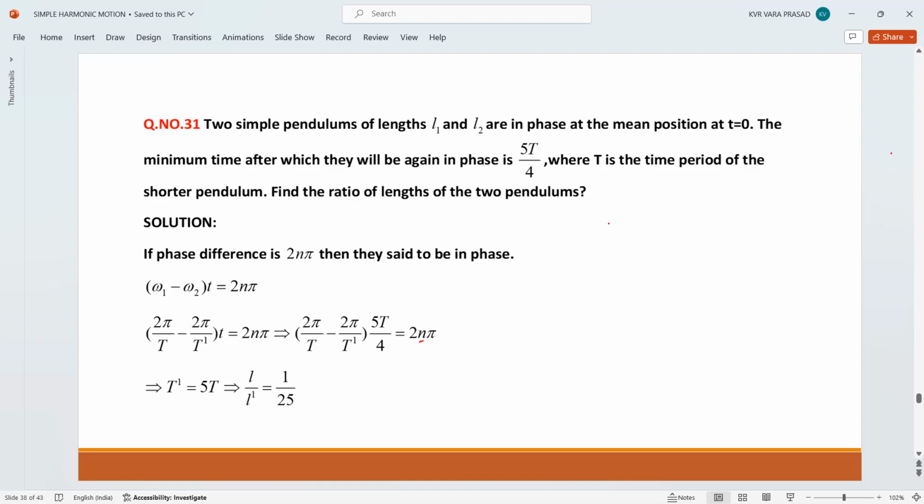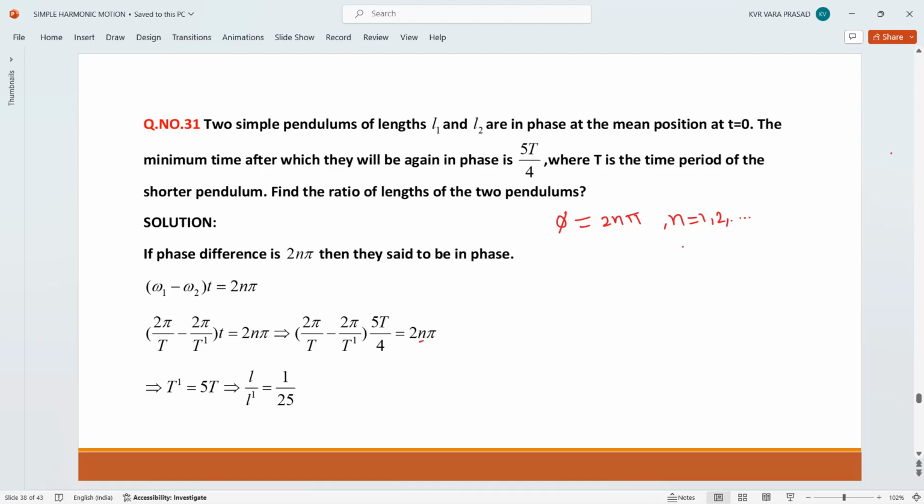So first focus here, what is the meaning of in phase? If the phase difference is equal to 2n pi, where n equal to 1, 2, 3 and so on, then they are said to be in phase. Means 0, 2 pi, 4 pi, 6 pi and so on.